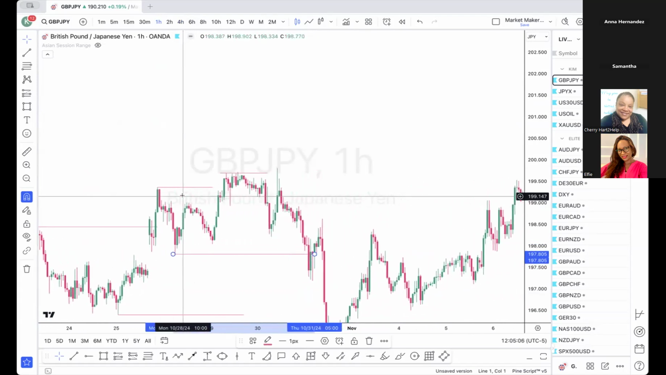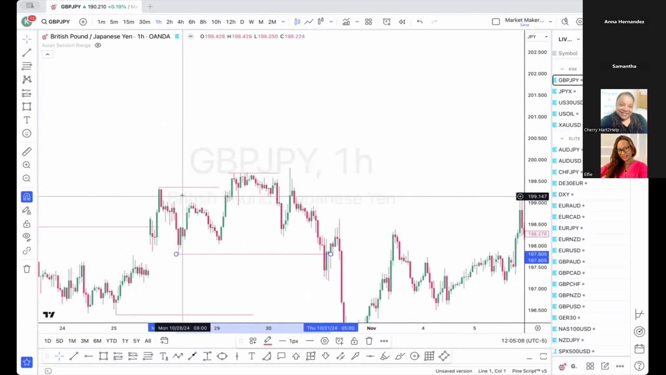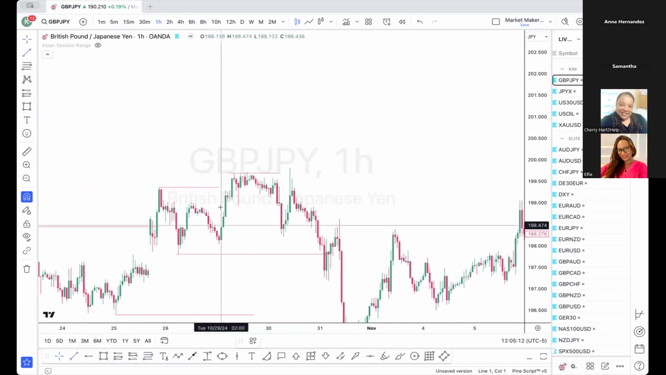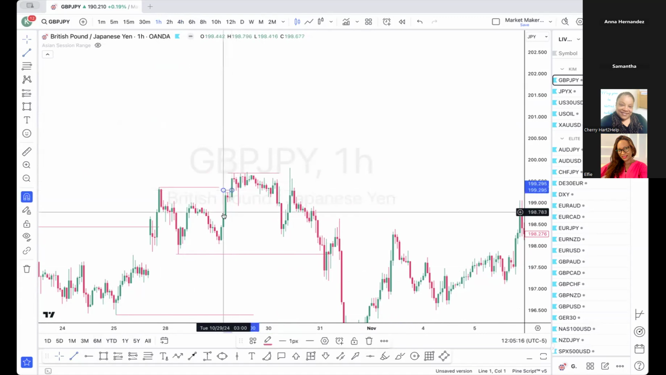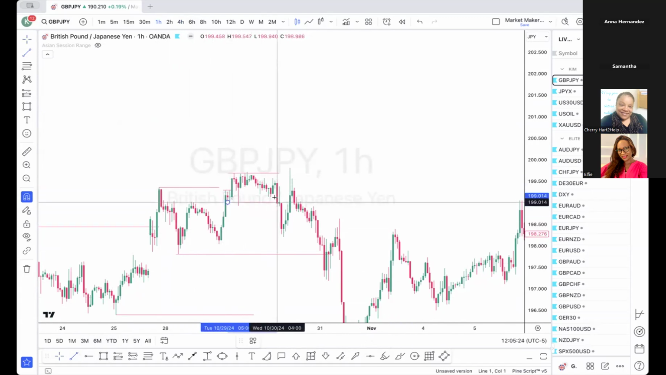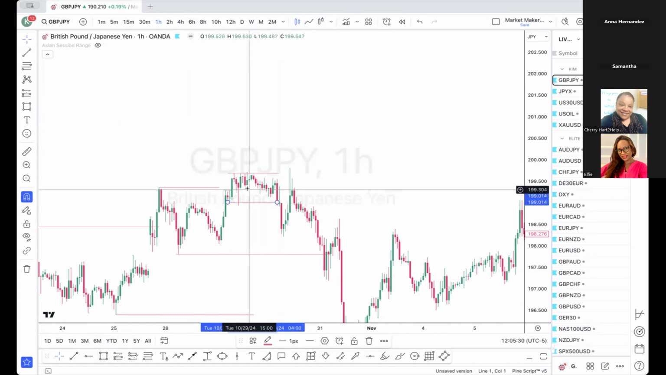I go down to my 1 hour and I mark up. And let me just be clear, there's internal structure here. This is an internal break of structure here, right? And then there's this internal structure here. So I can get with that. I can see that's where Todd would see his break, right? Or he might have seen it up in here somewhere.